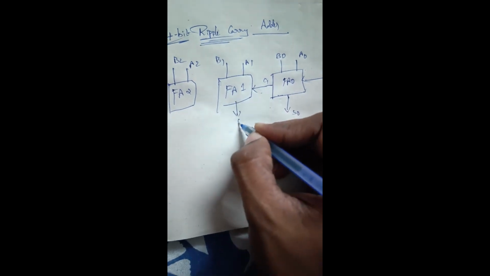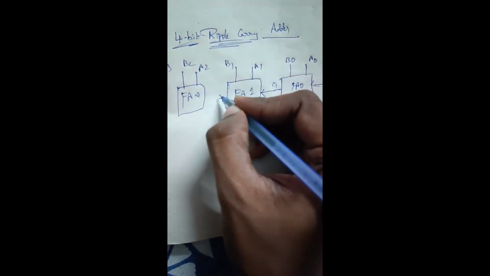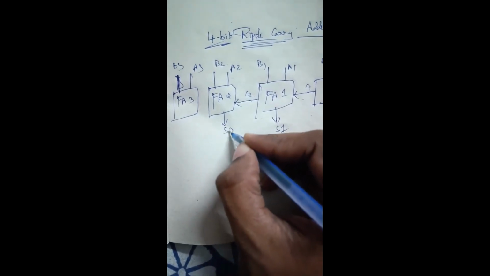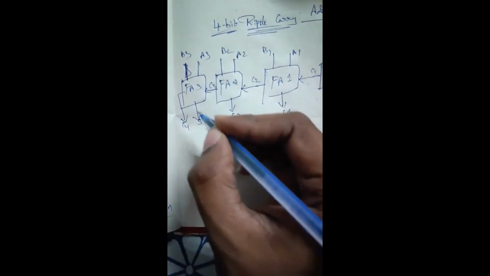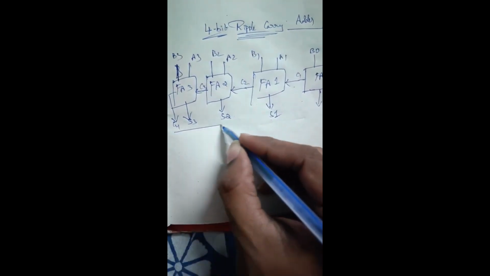Here the sum S1 will be generated, and the carry C2 will be generated and given to the second full adder, and here the sum S2 will be generated and the carry C3 will be given to full adder 3, and here the final sum S3 will be generated and the final carry will be given. So these are the final outputs of the 4-bit ripple carry adder.